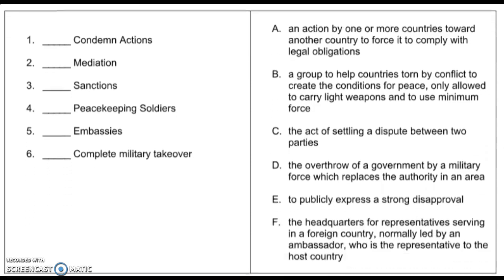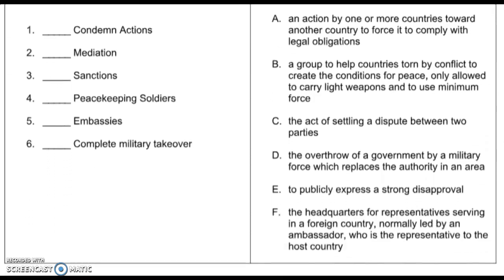So A says, an action by one or more countries towards another country to force it to comply with legal obligations. All right, trying to force another country. B, a group to help countries torn by conflict to create the conditions for peace, only allowed to carry light weapons and to use minimum force.